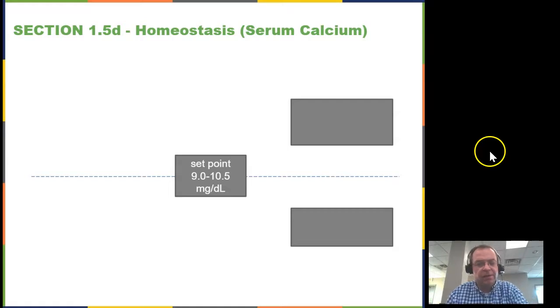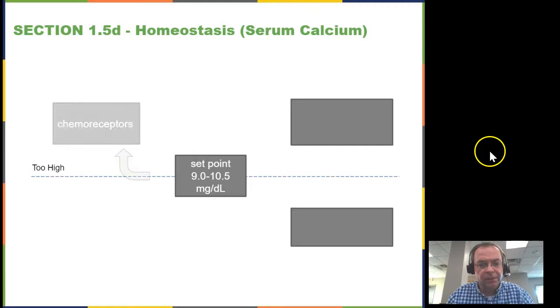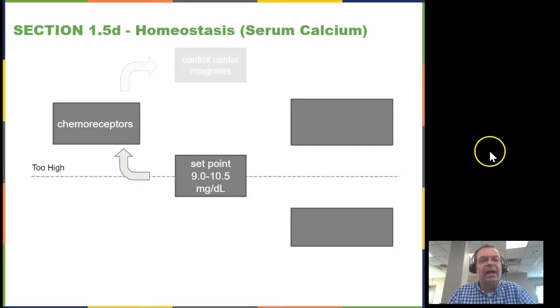Again, here is the dotted line that represents the set point. Anything above the set point is too high. In this case, we do not have thermoreceptors that pick up temperature, but chemoreceptors. Chemoreceptors pick up any information regarding blood chemistry, whether it's pH or the amount of sodium or potassium or calcium in this case. The chemoreceptors will send afferent sensory impulses to the control center.